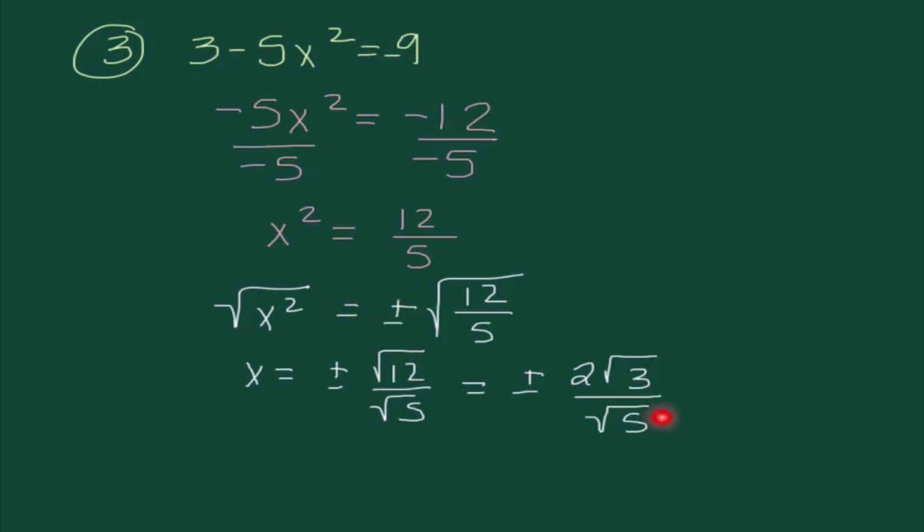Now this cannot be my final answer because of this radical 5. So in order to get rid of the radical, just like we did in our previous example, I'm multiplying the numerator and the denominator by radical 5. So I get plus or minus 2 radical 15 over 5. I need to look and see, can I reduce 2 over 5 at all? And we cannot, so this is our final answer.